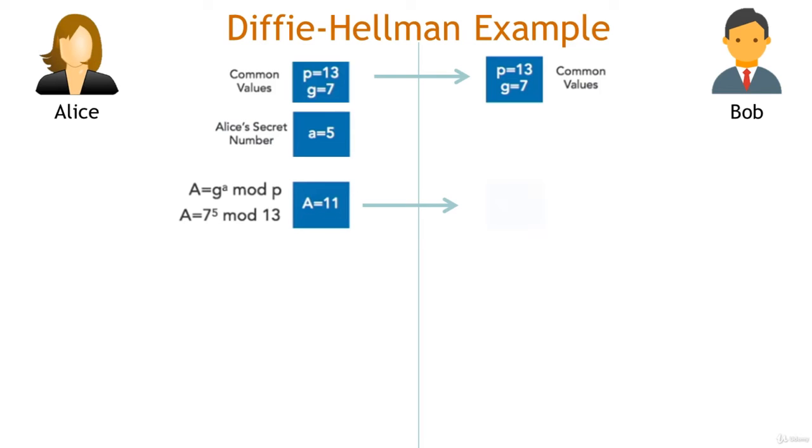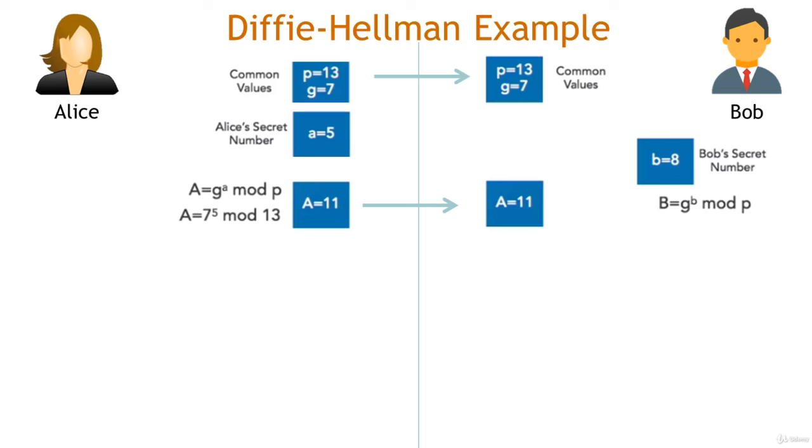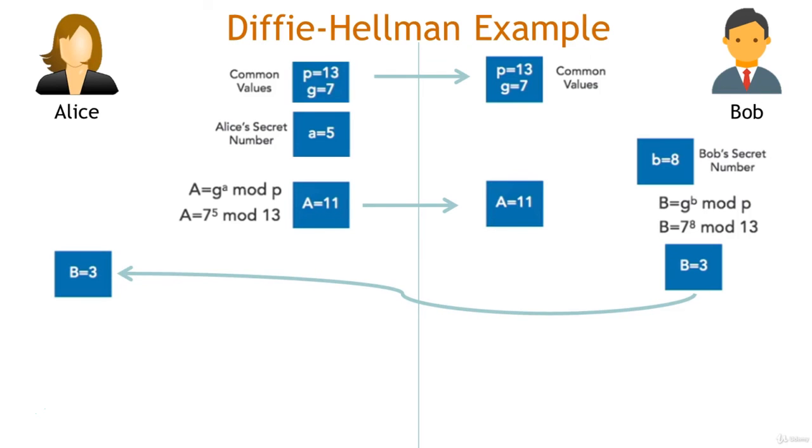Bob then selects his own secret number. We'll call that lowercase b. And let's say he chooses the number 8. Bob then performs a similar calculation to determine uppercase B, using the formula uppercase B equals G to the lowercase b power modulo P. This gives us a value of 3 for Bob. Bob then sends the value of capital B, which is 3, to Alice.